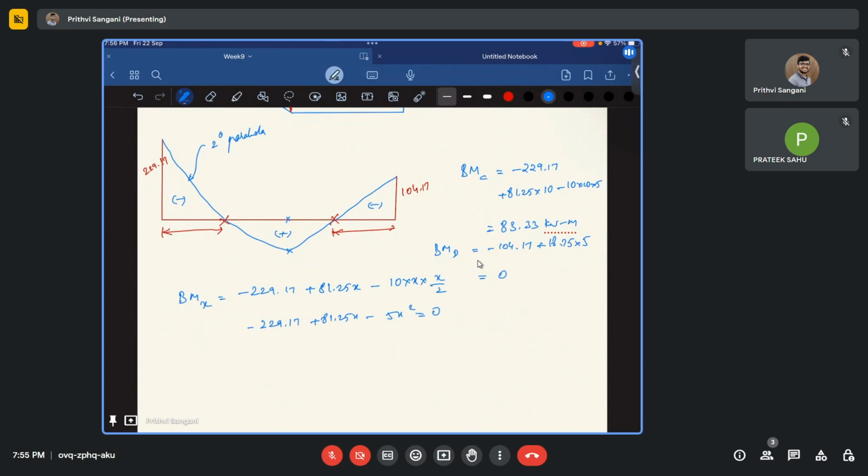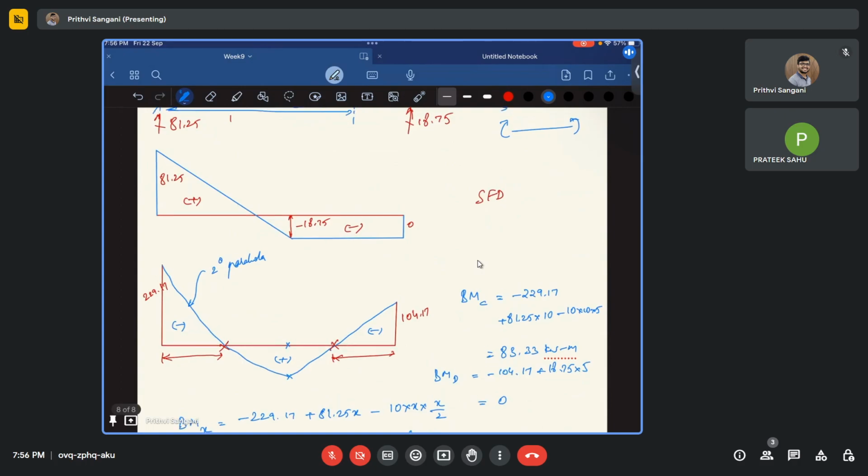81.25, and C is going to be, how much is C? Minus 229.17. So X is going to be 3.63 meters, and also there is one more X, so you need to be 12.61 meters. Okay.